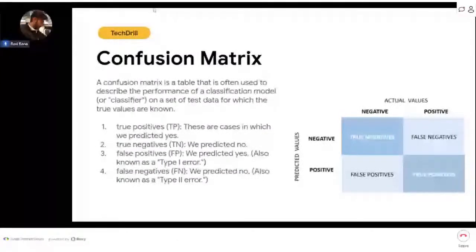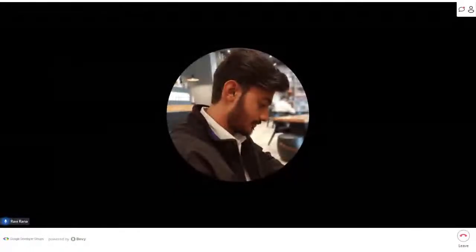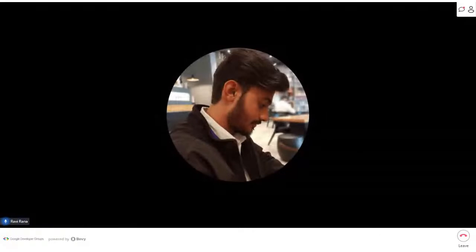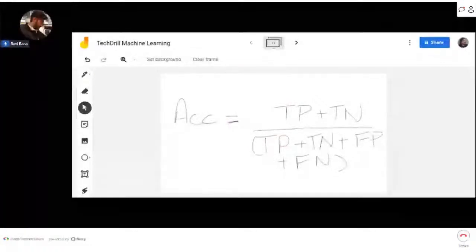Okay, great. Let me quickly get back to the Jamboard. So now for evaluation of a balanced data set, we have accuracy. So what is accuracy? Accuracy is a type of metric which is used when we have a balanced data set. So suppose you have a data set that contains 50-50.